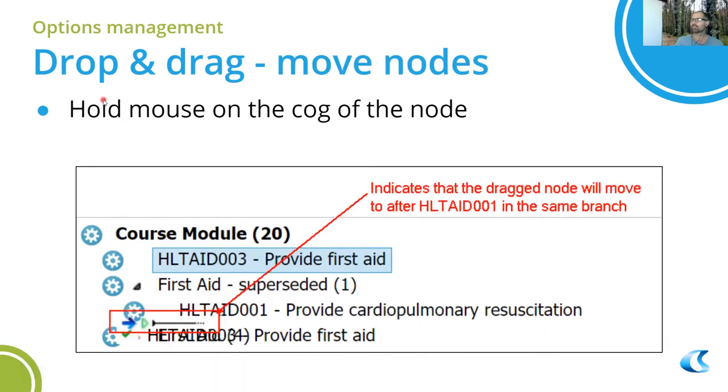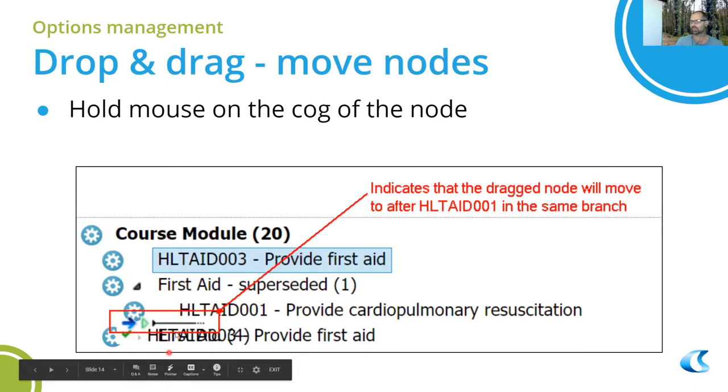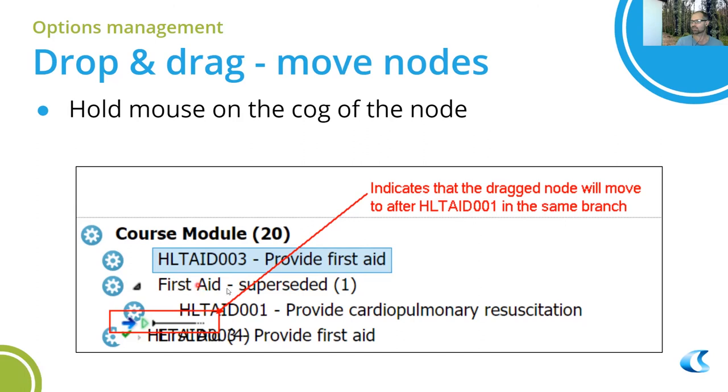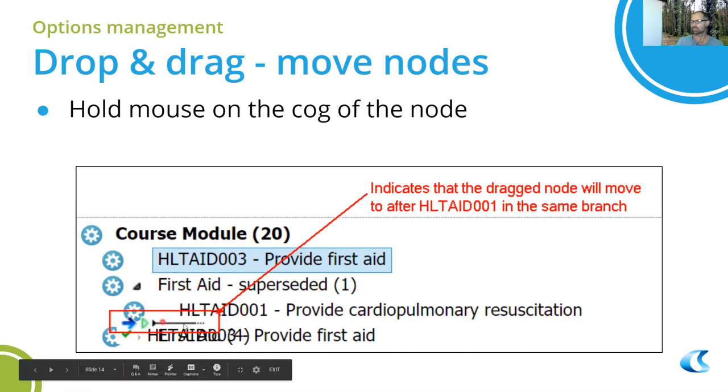Okay, so finally, moving a node. Actually, what we were doing before, we grabbed onto this little cog and dragged it down. You see how there's a long line there with the green and the little tick, that means it's going to drag underneath the HLT AID 001. So it's indicated it's going to be in the same branch as first aid superseded, and it's going to be just there, which is just what you want, right?